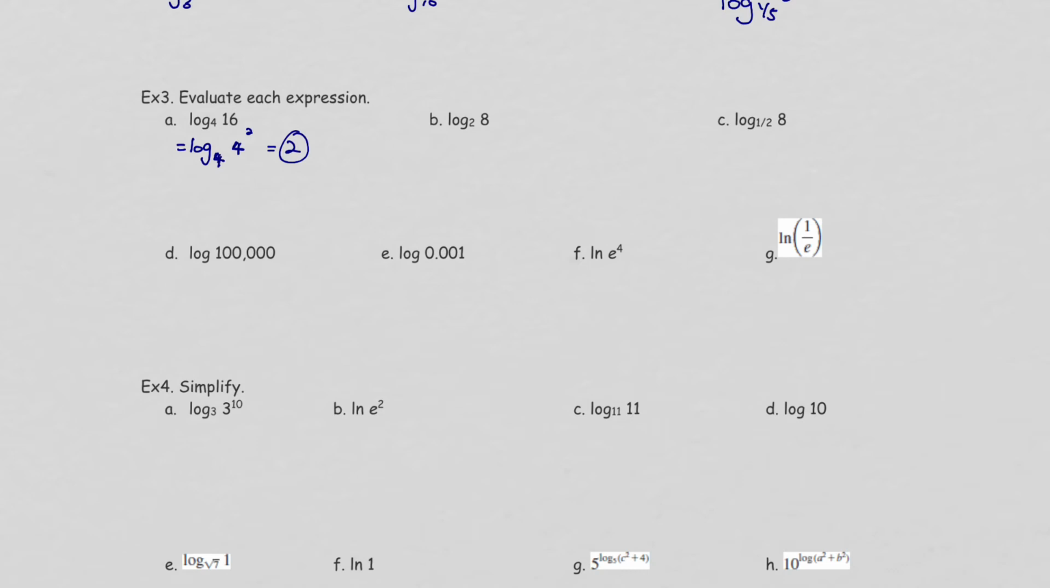Let's do this one again. What exponent do you need for 2 to become 8? So 8, I know that will be 2 cubed, so your solution will be 3.